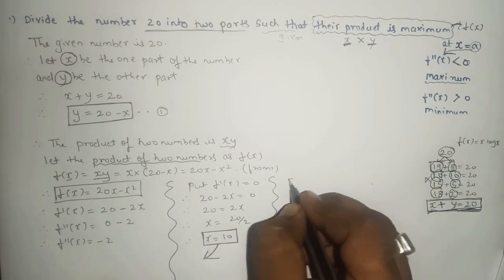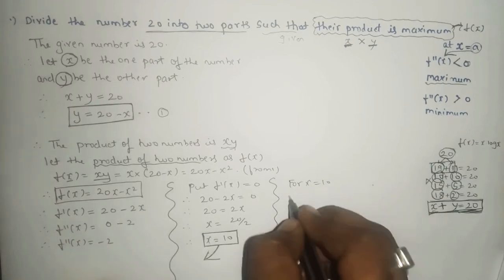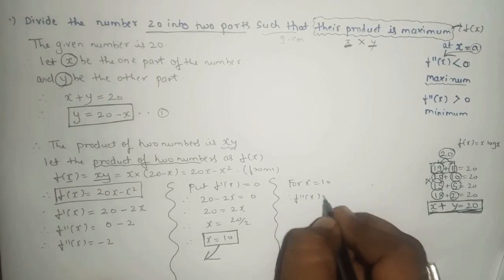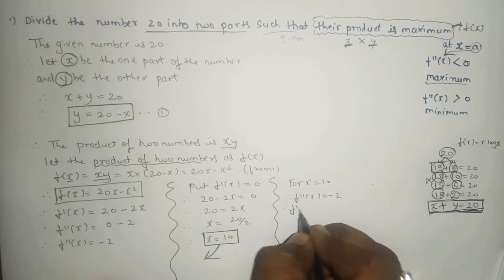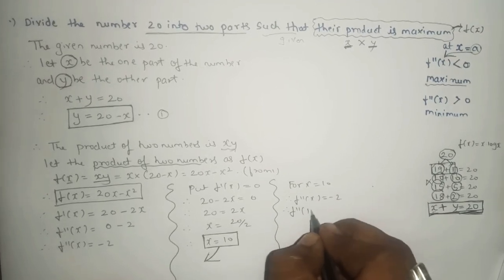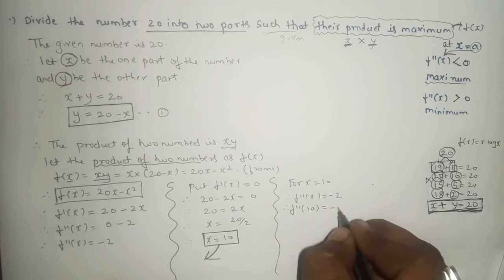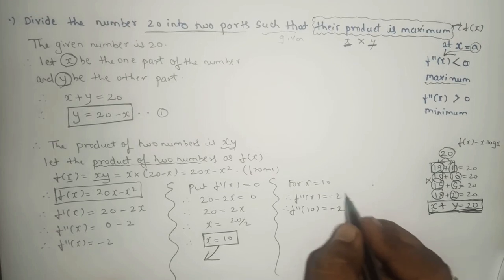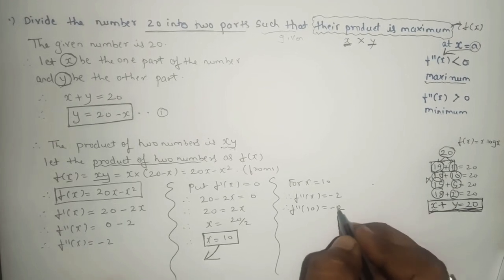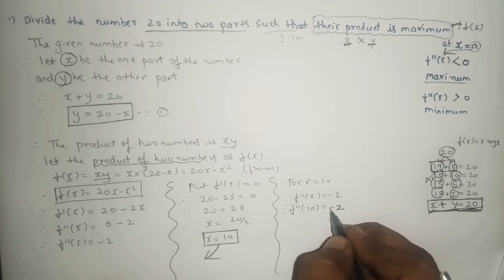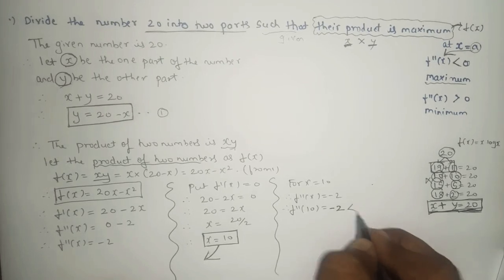So for x equals 10, f double dash x is equal to minus 2. In the second derivative test, after replacing the value of x, on the right hand side we don't have x anymore, yes or no? So the answer will be the same. Here we are getting minus 2. Minus 2 is less than 0.